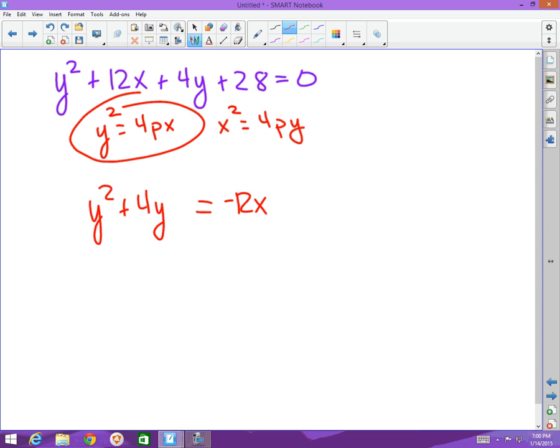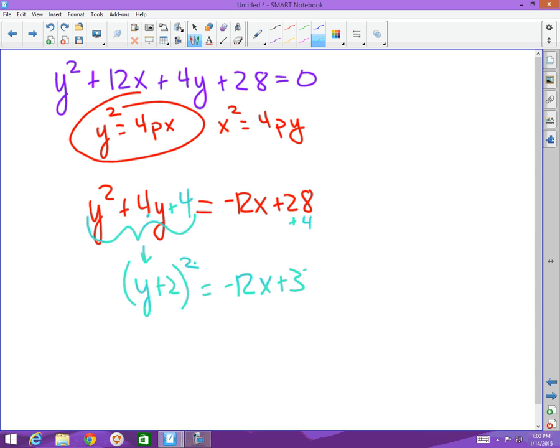-12x plus 28. Now we have to complete the square, and so this is going to become y plus 2 squared because it's half of 4. 2 squared is 4, so we actually had to write a 4 in there, and then that whole thing factors to that. And since we added 4 here, we have to add 4 here. And so now we have -12 times x plus 32.